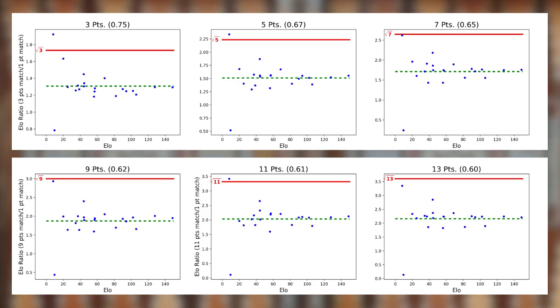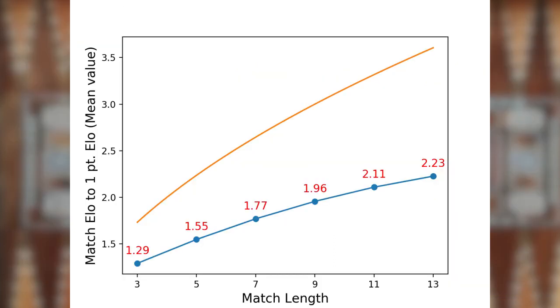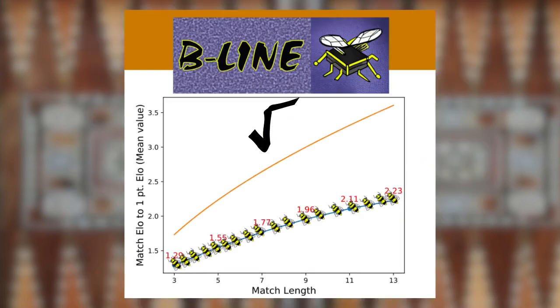And if it's constant, we can take the mean values, the dashed green lines, and plot this curve in blue against the square root curve, shown here in orange. And again, it can be fitted very nicely with a quadratic formula. Now, we can translate the skill difference of any 2 players at any match length to any other length. It's so nice, it deserves a name. Let's call it the B line, B for bots. Yip yip hooray!